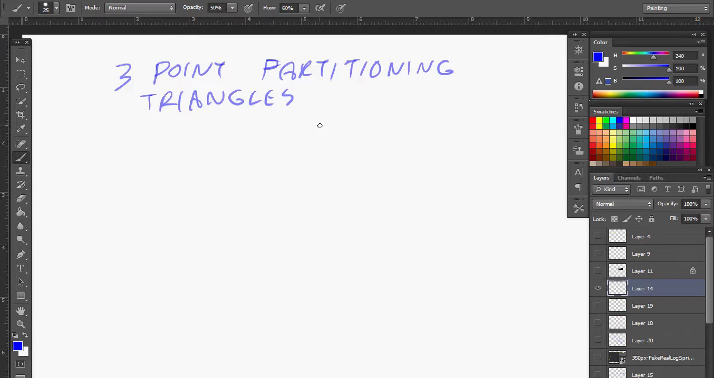Now, balancing the use of space and elements in a composition is a skill technique. There is a general rule called 3-point partitioning. Essentially, what that does is it takes various elements in a composition and balances them in a triangular fashion. I shall demonstrate.